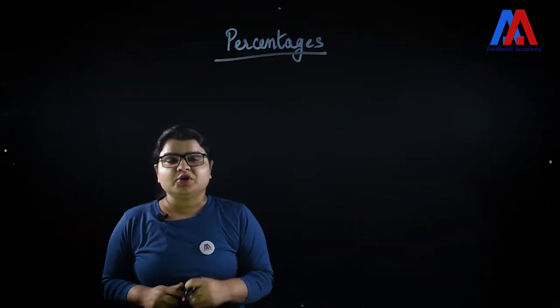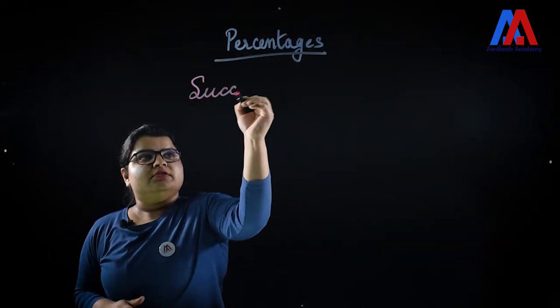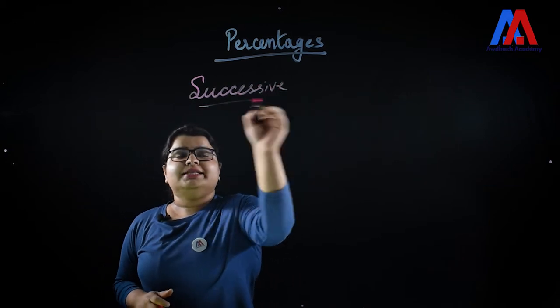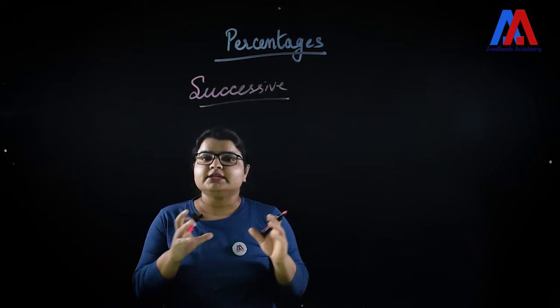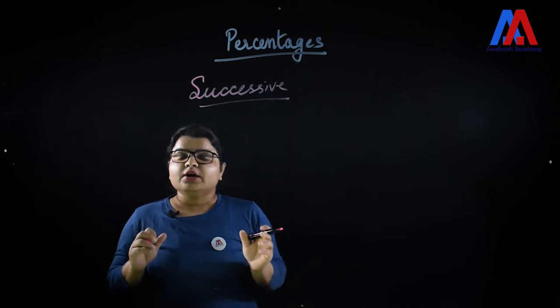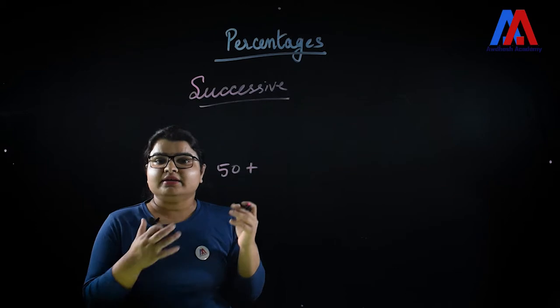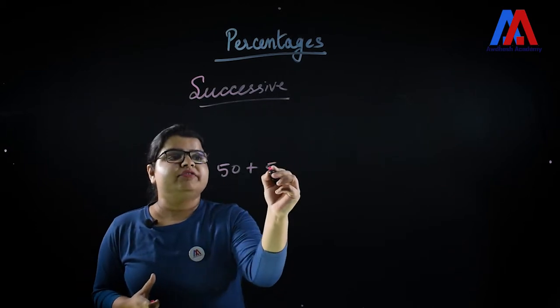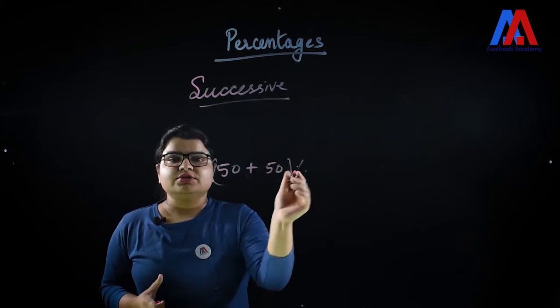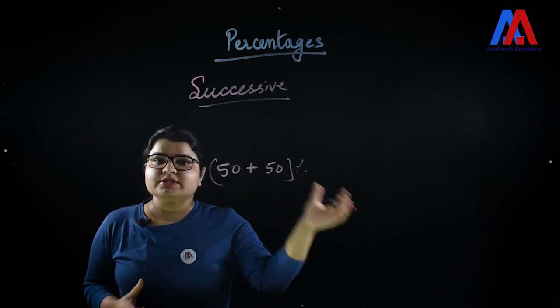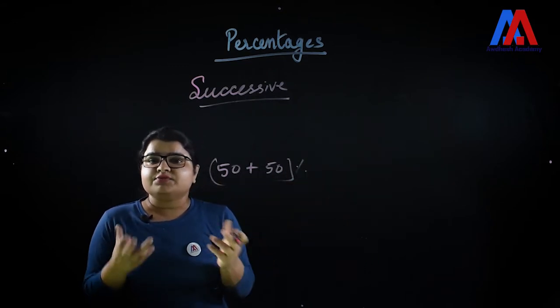Next we have the concept of successive discounts, and this will be helpful particularly in the topic of profit and loss. Now you often find that you get certain sale discounts, say you have 50 plus 50% discount. So this doesn't mean 50 plus 50 equals 100% discount and you are getting the substance for free.